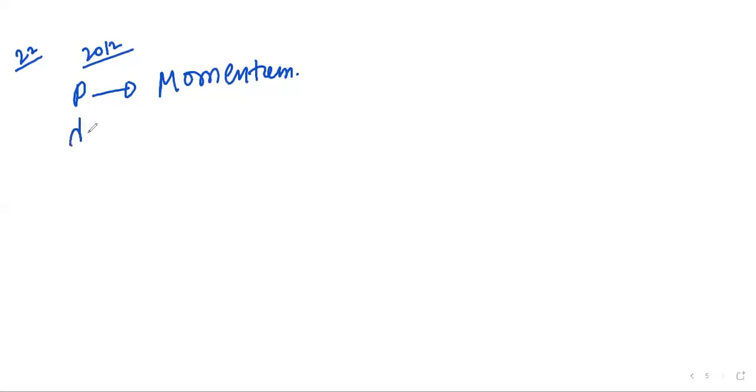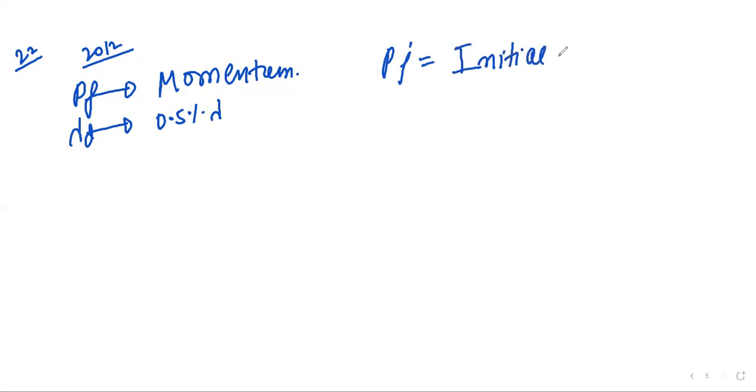Next question is 22, asked in 2012. If the momentum of an electron is changed by P, then the de Broglie wavelength associated with it changes by 0.5%. Initial lambda is lambda, so it is changed by 0.5% of lambda. The initial momentum of the electron will be? This is the final momentum; the initial momentum you have to find.